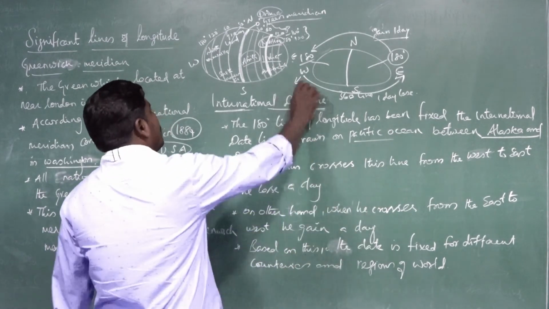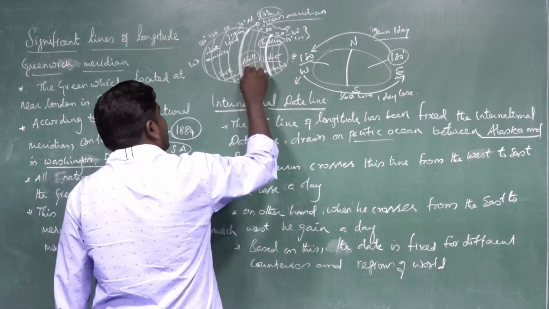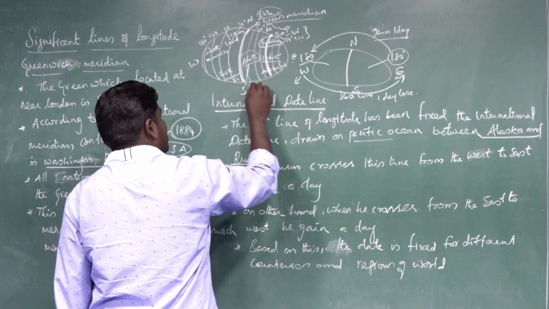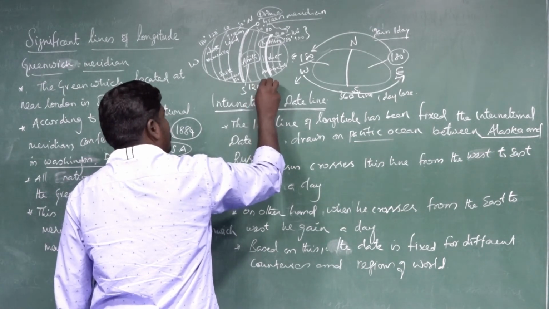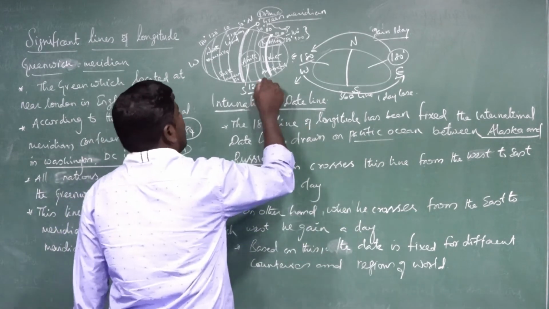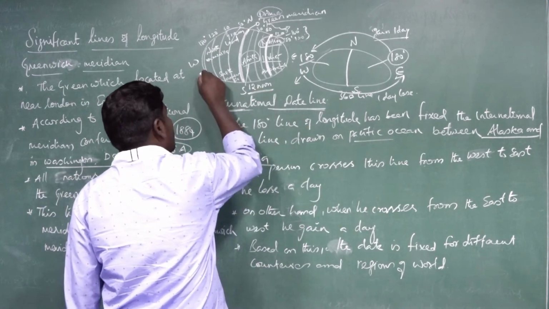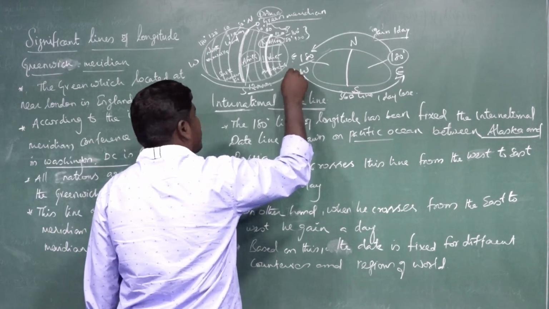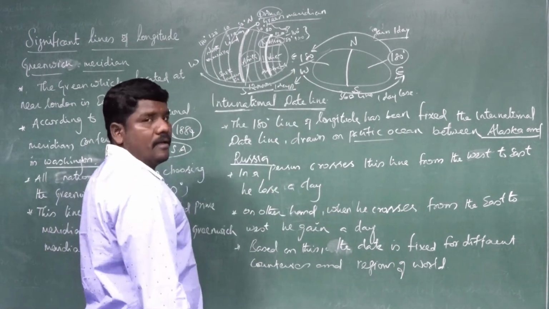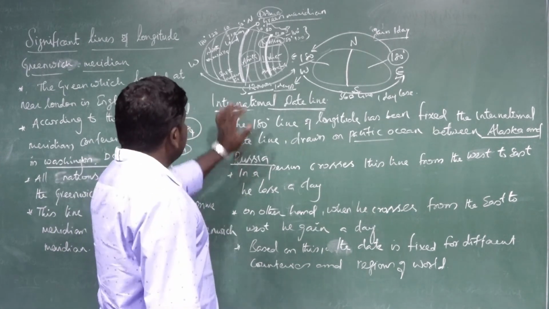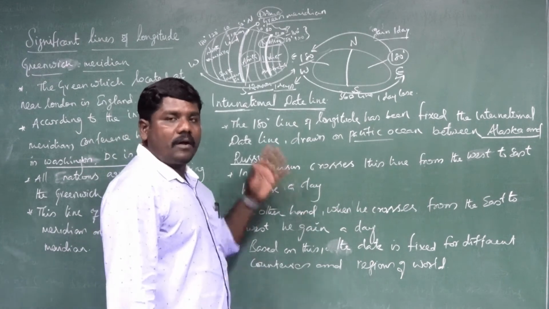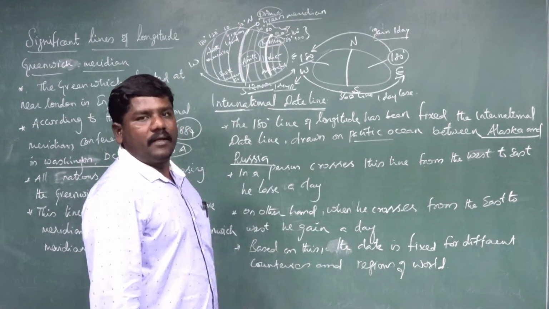Based on this, the date is fixed for different countries and regions of the world. For example, in the African regions, one person crosses at 12 noon for a day. The same person crossing from west to east loses one day. At the same time, the 12 noon in other countries or other regions of the world may differ.